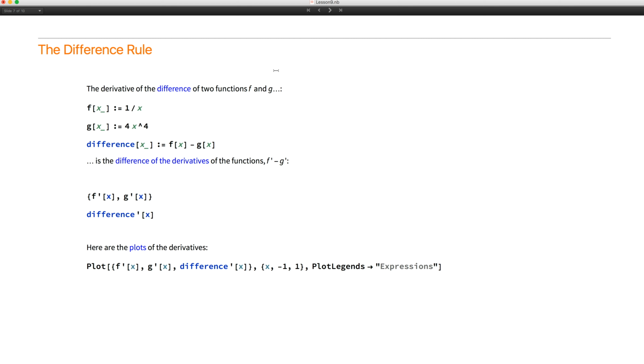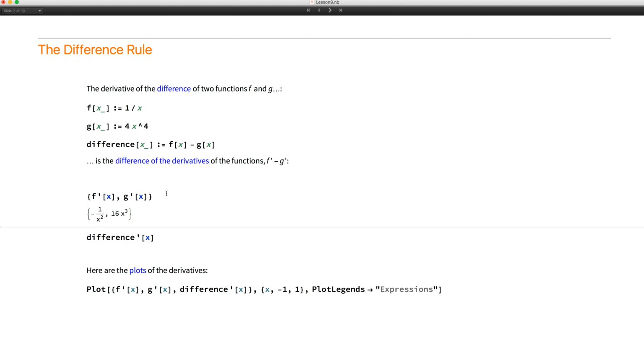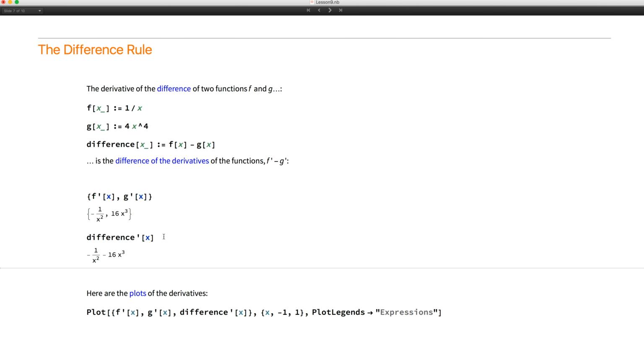Okay, on to the difference rule, which is very simple and similar. So if you've got a function f and a function g, and you define the difference, then the derivative of the difference is the difference of the derivatives. Namely, you work out f prime x, work out g prime x, and then you subtract them, and you get back the answer for the difference derivative.